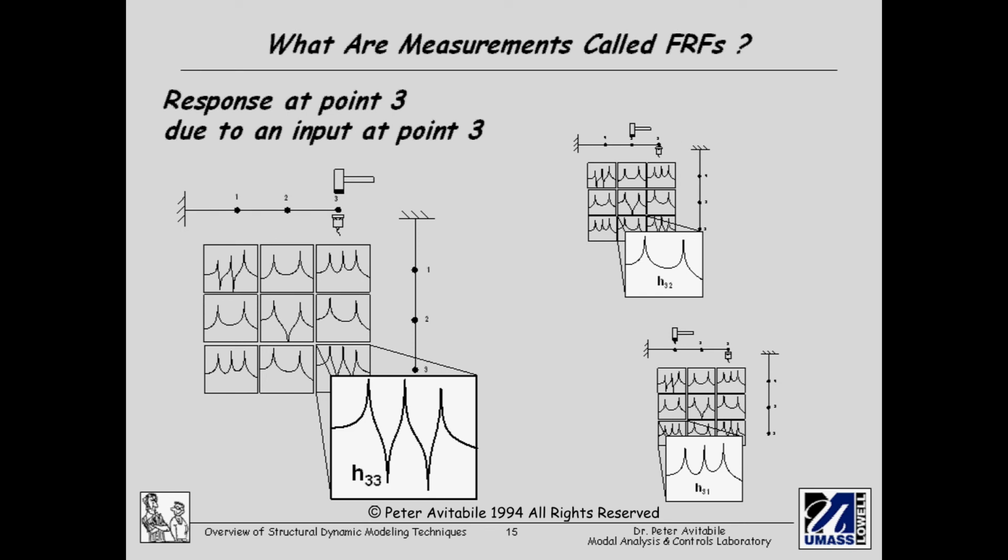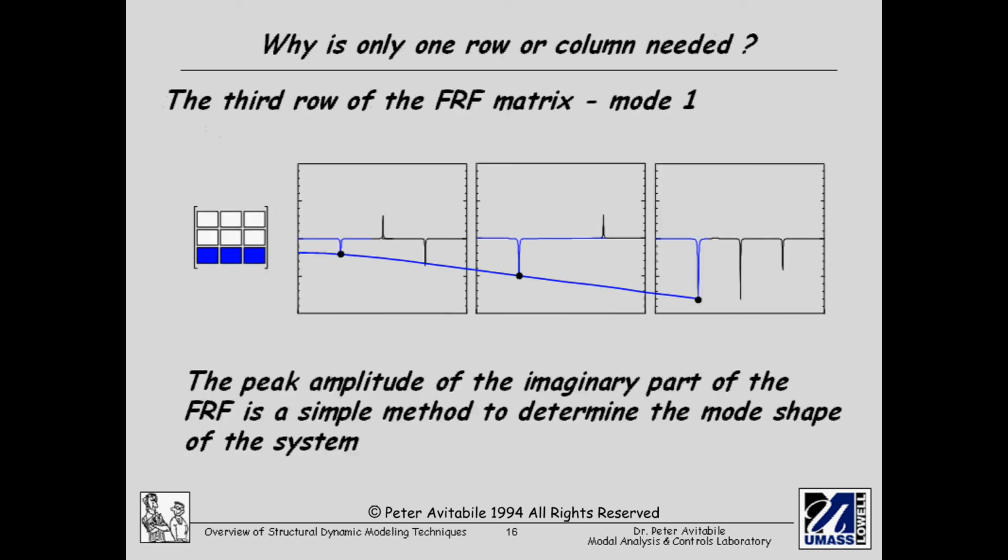Now if I were to impact point 2 and listen at point 3, then I would have H32, the output at 3 due to an input at 2. And then if I were to impact at point 1 and listen at point 3, then I would measure H31, the output at point 3 due to an input at point 1. So I would be measuring the 3rd row of that frequency response matrix. So now let's take a look at that 3rd row of the frequency response matrix.